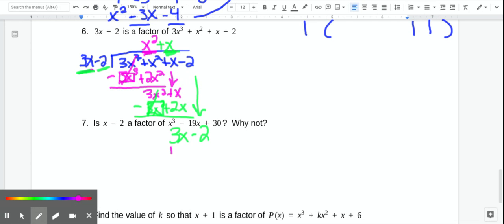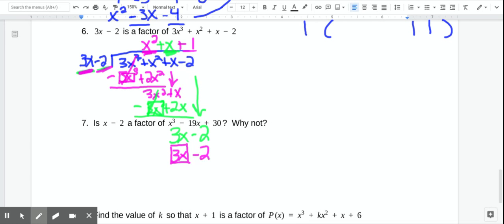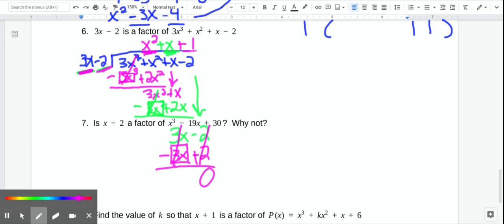All right, my last goal is to get a 3x here. So I'm thinking, what times 3x gives me 3x? Just a 1 will be fine. So 1 times 3x is 3x. 1 times negative 2 is negative 2. Draw the line, change the signs, no remainder. All right, so when we divided, this is what we ended up with: x squared plus x plus 1.